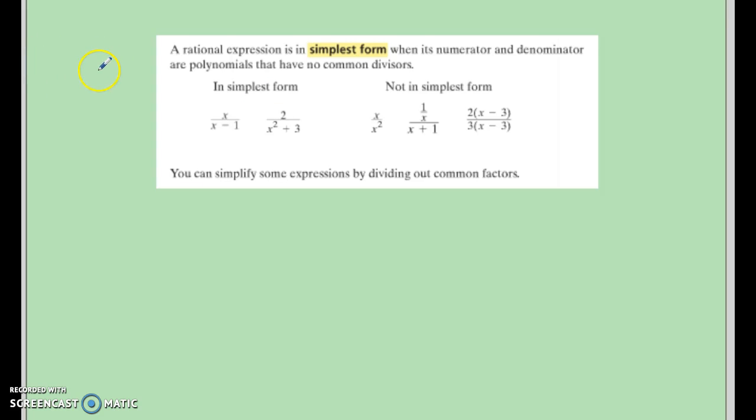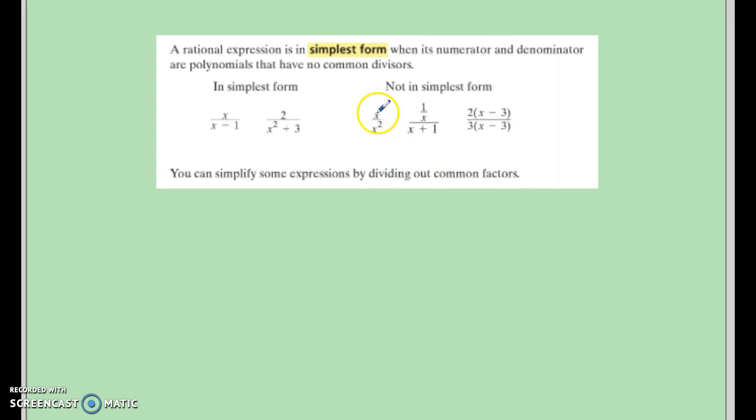So we're looking at simplifying. A rational expression is in simplest form when the numerator and denominator have no common divisors. So here are some examples. This first one is in simplest form because there's nothing that I can divide out of both the top and the bottom. You'll see that I have an x in both the top and the bottom, but I can't do anything with it because this is adding or subtracting down in the denominator, so that means I have to leave it alone.